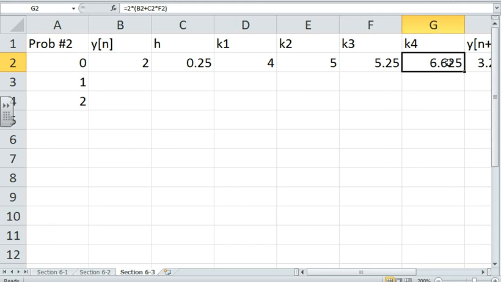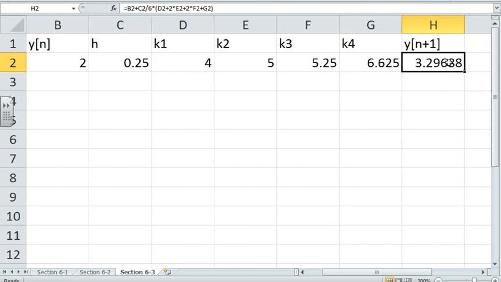That looks right. And this guy here, 2 times C2, okay, A2, C2 H F. That looks right. B2 H over 6 parentheses D2, 2 E2, 2 F2, G2.